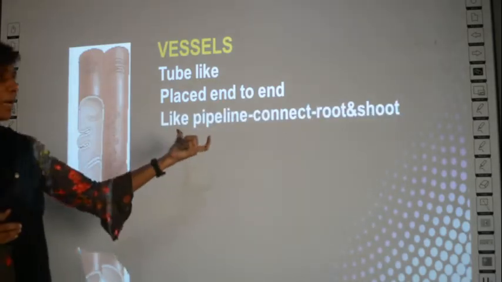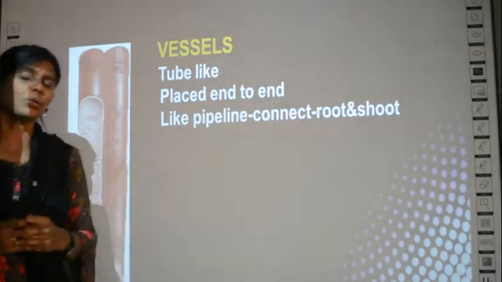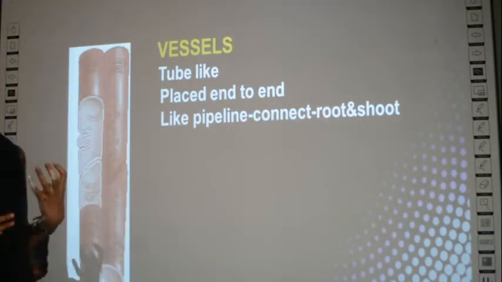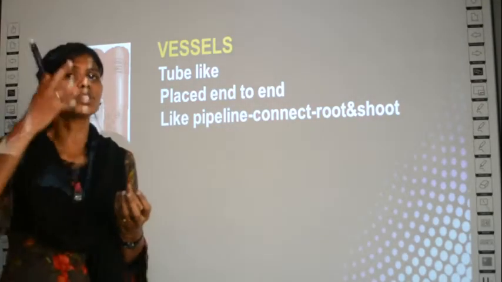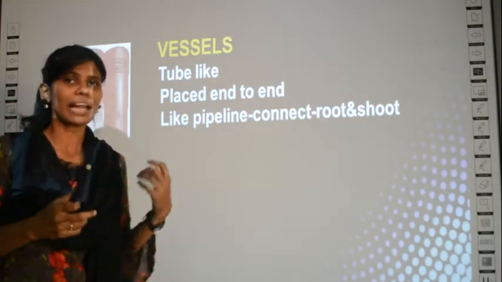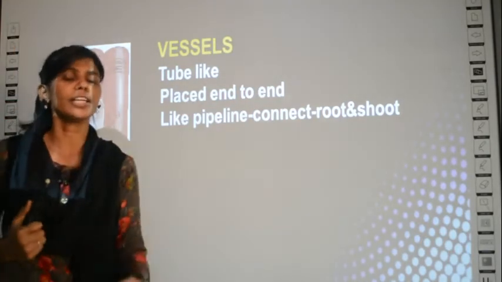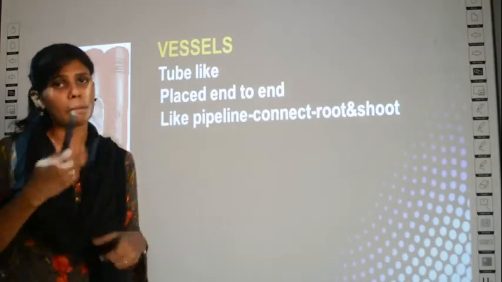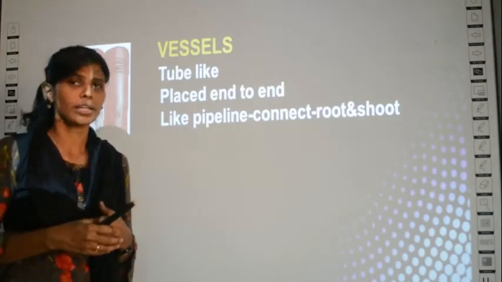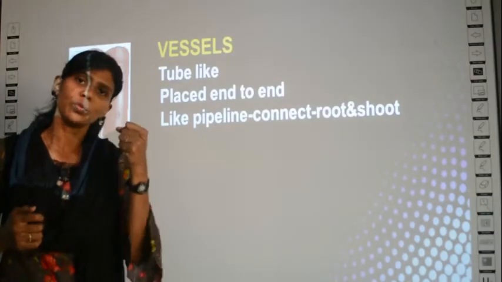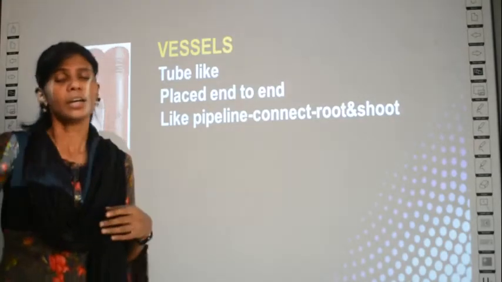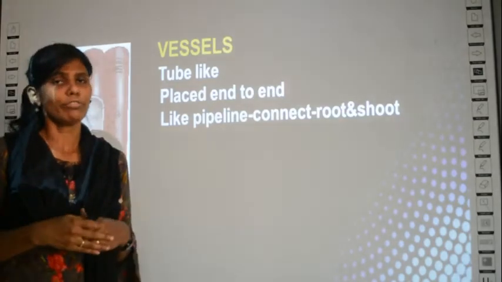Then it is like a pipeline which connects the root and the shoot. From the root the water is taken to the shoot. So this will act like a pipe, just like how you connect a pipe. Suppose you want to pour water in the garden, you connect one end to the tap and the other end to the plants for pouring water.